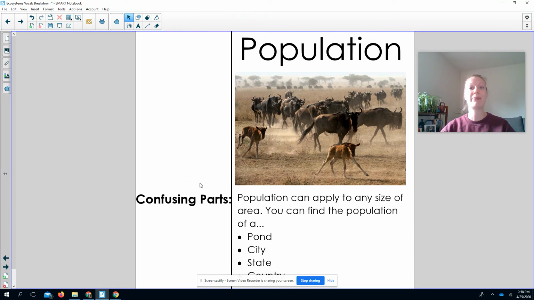The confusing part is that population can really apply to any size. It's just what you're talking about. So if I gave you the population of North Carolina, I could have also given you the population of just Charlotte, or the population of the whole United States. So population can be any size. It just has to do with what you're talking about. The population of a pond, the population of a whole region, could be anything like that.